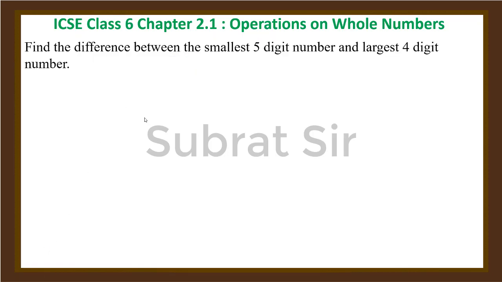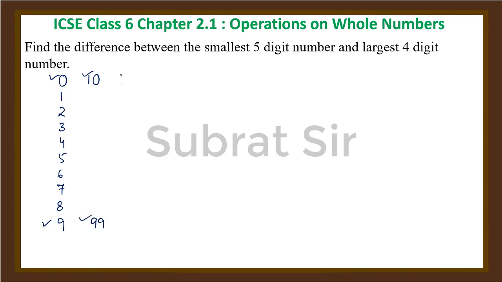Find the difference between the smallest 5-digit number and the largest 4-digit number. Which one is the smallest 5-digit number? Let us take single-digit whole numbers. We know it starts from 0. So 0, 1, 2, 3, 4, 5, 6, 7, 8 and 9. Then the next number is 10, that is a 2-digit number. So the single-digit smallest number is 0 and the largest is 9. The 2-digit smallest number is 10 and the largest is 99.